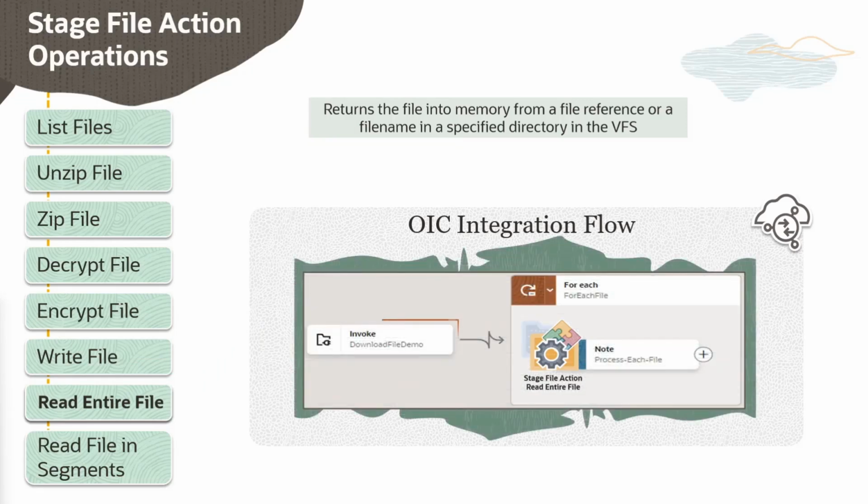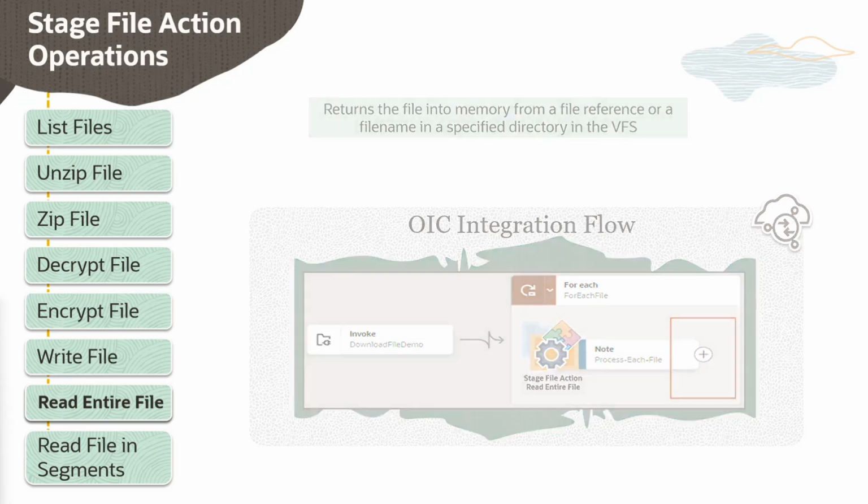So as an example, might involve first using an FTP adapter download operation to retrieve a zip archive and unzip the files into a VFS directory, followed by a for each loop action to iterate over each file. Then inside the loop, the stage file action operation is used to bring each file into memory one at a time, and then add one or more actions to handle whatever downstream processing logic is required from that point.